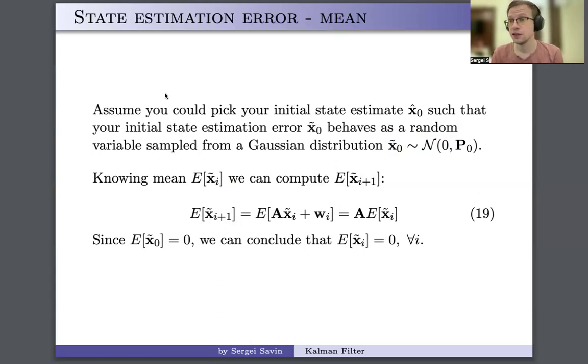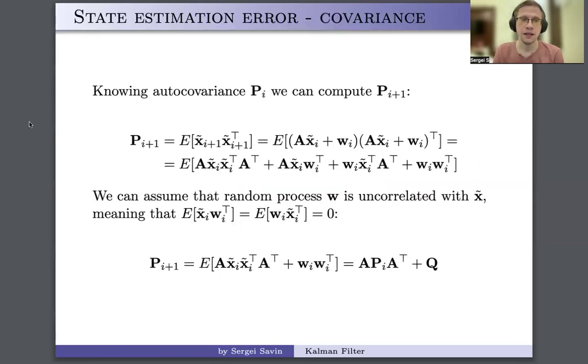That's a good start. We already know something about our estimation error. Now let's move on and compute autocovariance P sub I. Knowing P sub I, we will compute autocovariance P sub I plus 1.